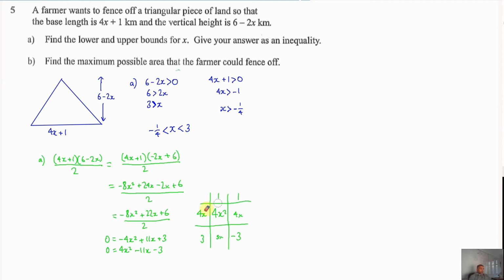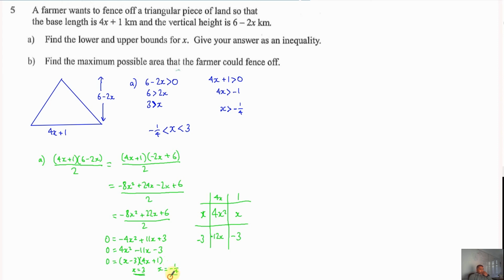That clearly didn't work, so let's try it the other way around. Let's try 4x there and 1 there. That gives me 1x, and then that will give me 12x. Now you can see I can make minus 11 out of those. If I do 1 take away 12, so if that becomes a minus, that gives me my two solutions. So 0 equals x minus 3 times 4x plus 1. My two solutions there: x equals 3, and if 4x plus 1 equals 0, then x will be minus a quarter.